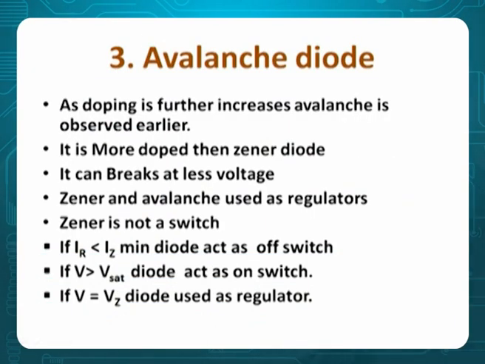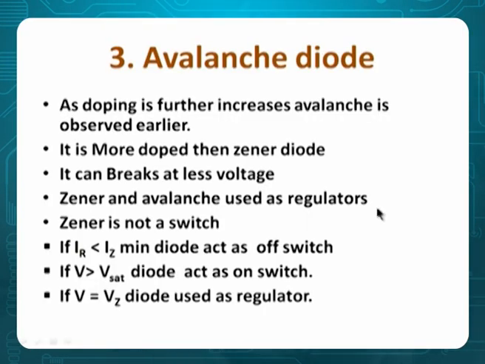Let's go to the third diode. The third diode we call the avalanche diode. That is, as doping is further increased, avalanche is observed earlier. See, very simply speaking, as the doping is increasing, when the collisions increase, the secondary emission starts a little earlier. It is more doped than Zener. It breaks at less voltage. Zener and avalanche are used as regulators.